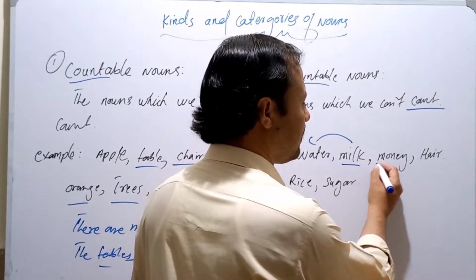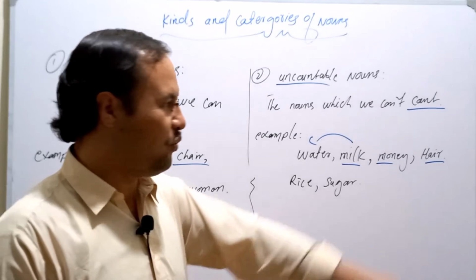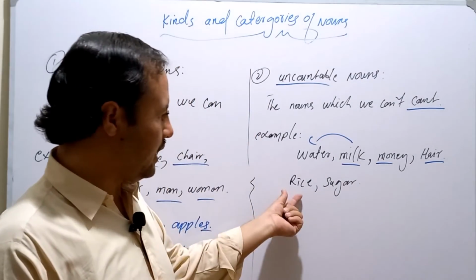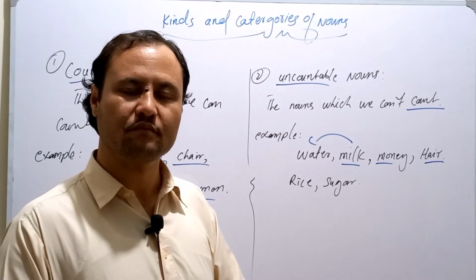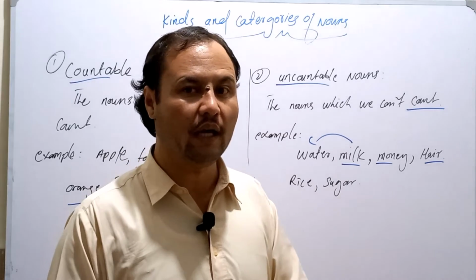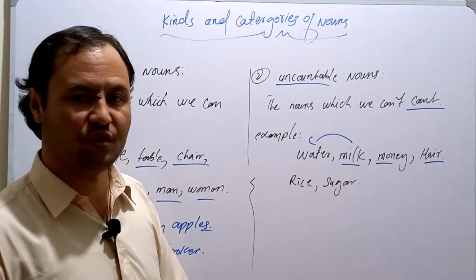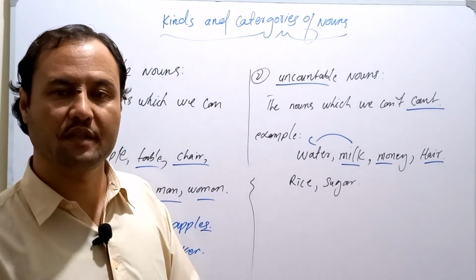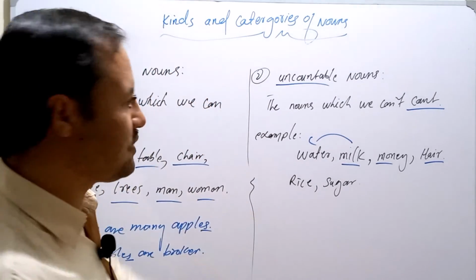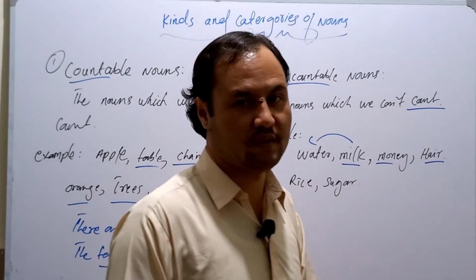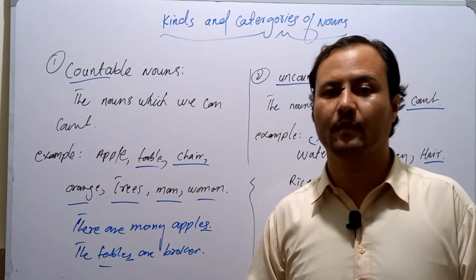Money is an uncountable noun. And hair of the head. Okay, it is also an uncountable noun. We cannot count them. Okay. Now rice is there. Rice cannot count. Sugar is there. Okay, these are the uncountable nouns. So there are so many other uncountable nouns. These are the common uncountable nouns that the examples have been given over here in order to clarify for you people what are countable nouns, what are uncountable nouns. So I hope you have understood what are countable nouns and what are uncountable nouns.